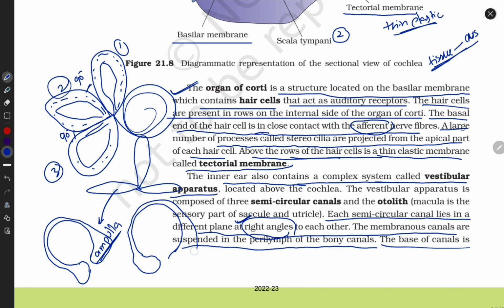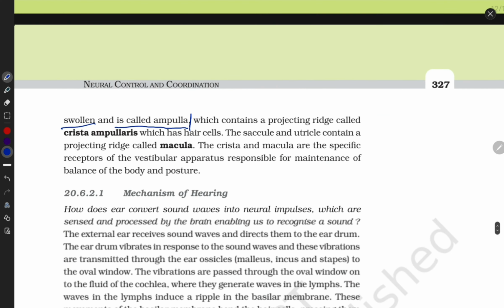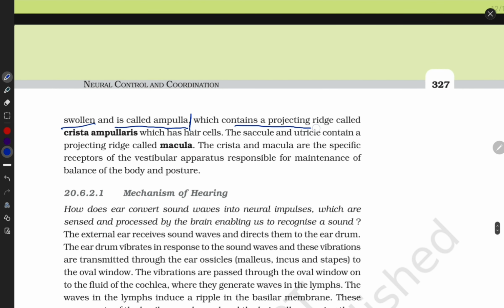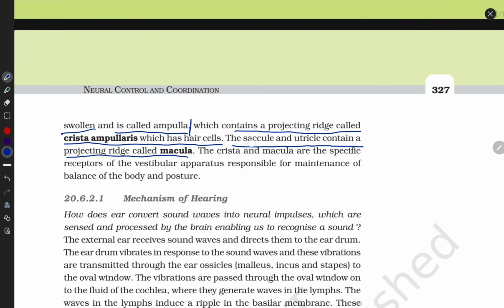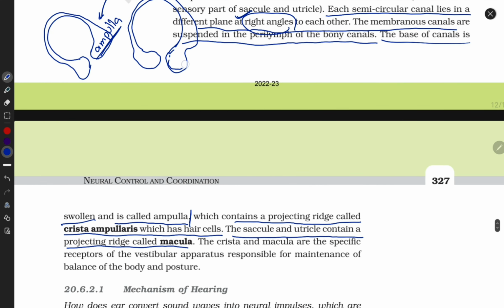Alright guys, look at here. The ampulla contains a projecting ridge called crista ampullaris, which has hairs. The saccule and utricle contain a projecting ridge, the macula. They contain macula here. The crista and macula are the specific receptors of the vestibular apparatus responsible for maintaining body balance. They all are responsible for maintaining the body balance.